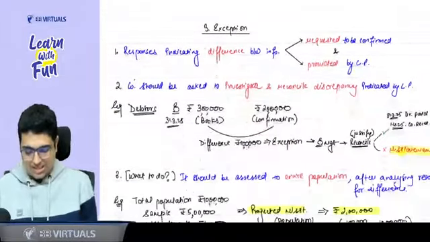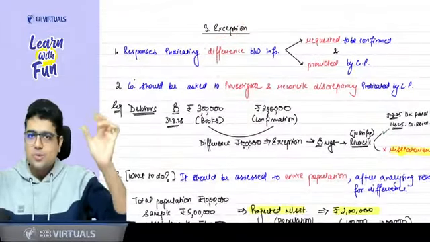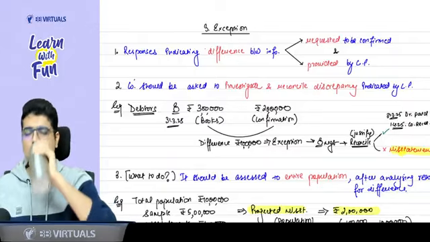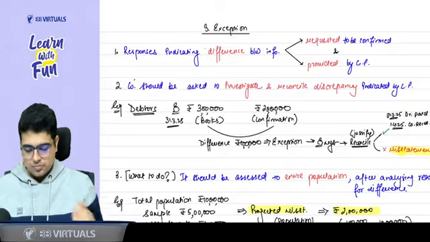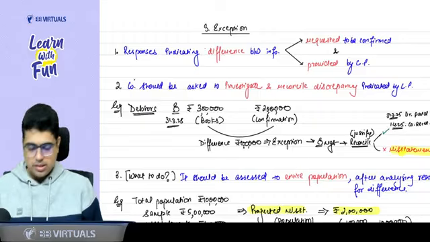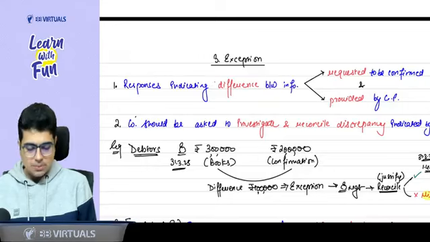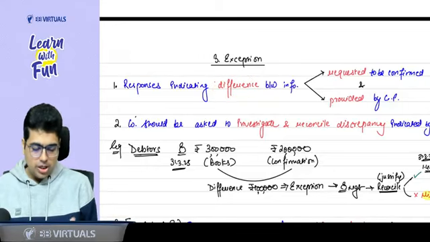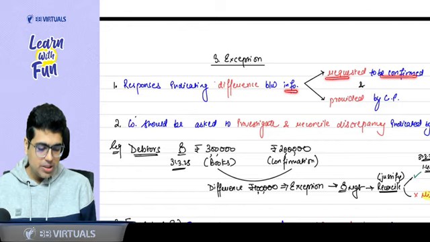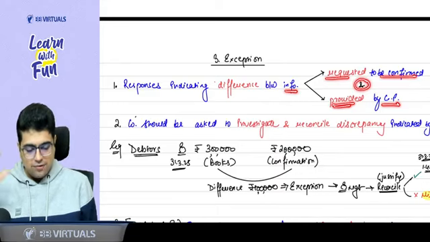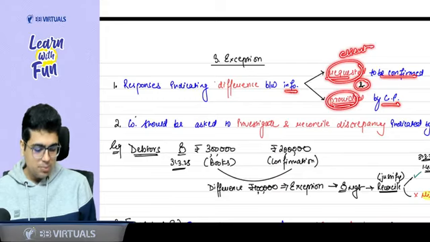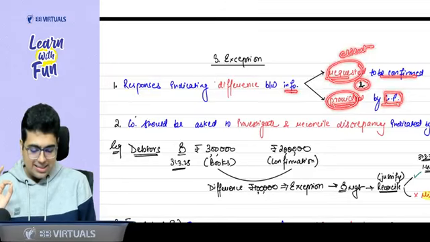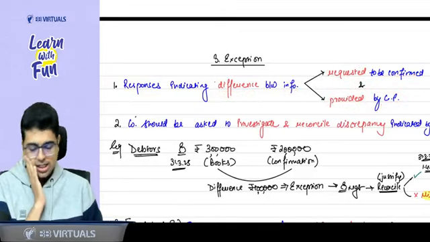Come to the last case, that is the case of exception. Take 2 sips of water and get ready. Now, sir, how do we explain the exception? First of all, define it. Exception means there is a difference between what? Information requested to be confirmed and information provided by the confirming party. So if the information that you requested, that is there in your client books, and the information provided by the confirming party, if there is a difference between them, then that is called an exception.